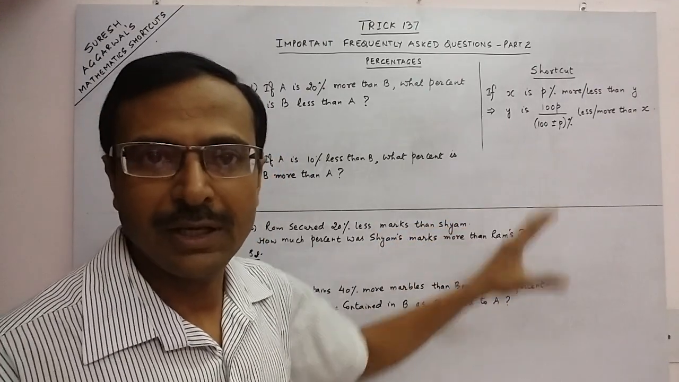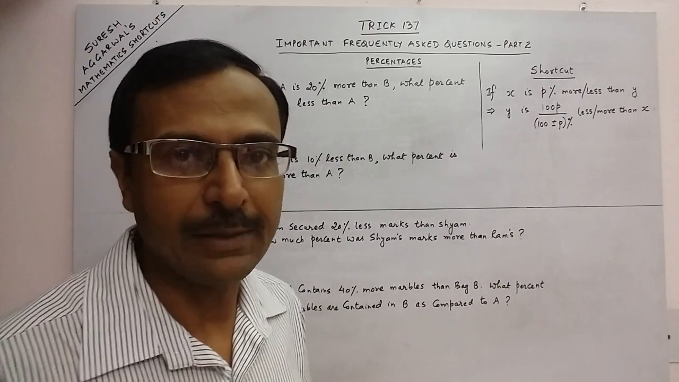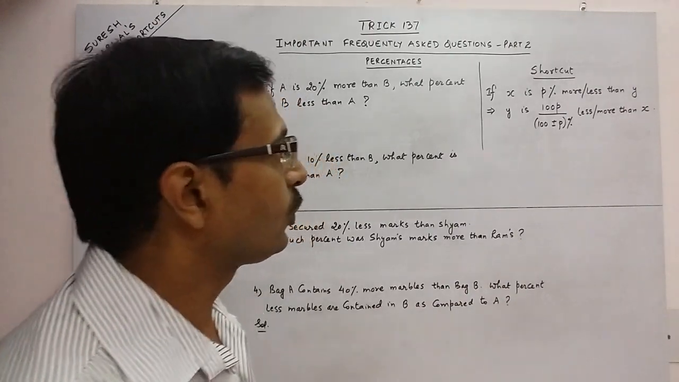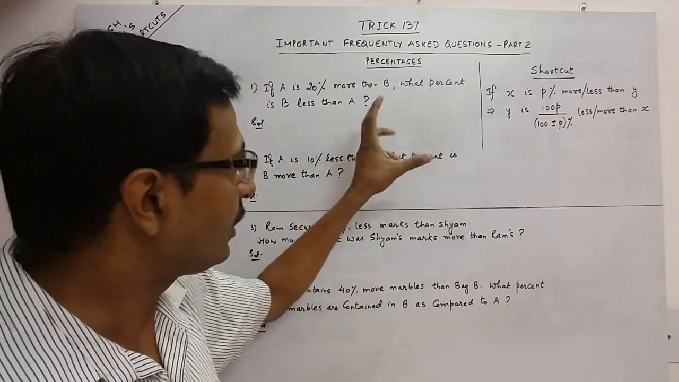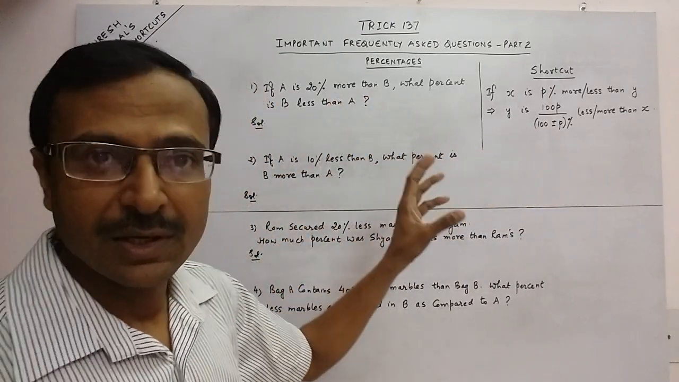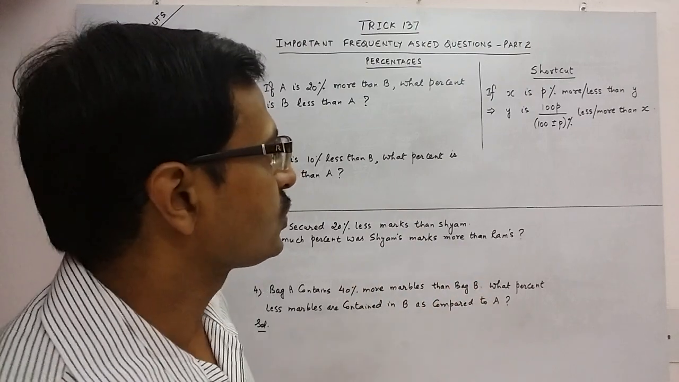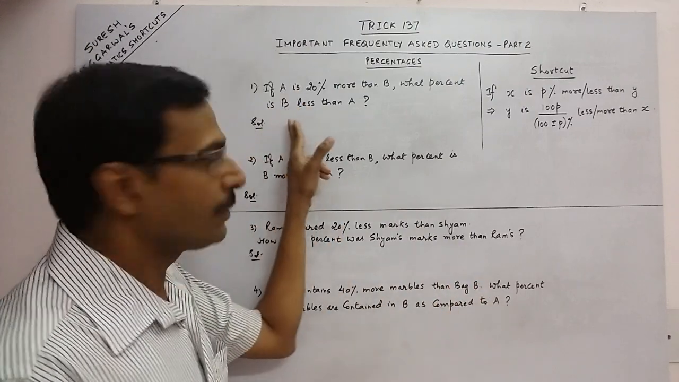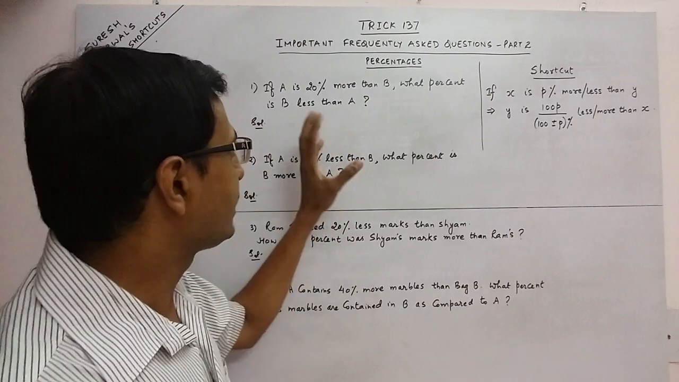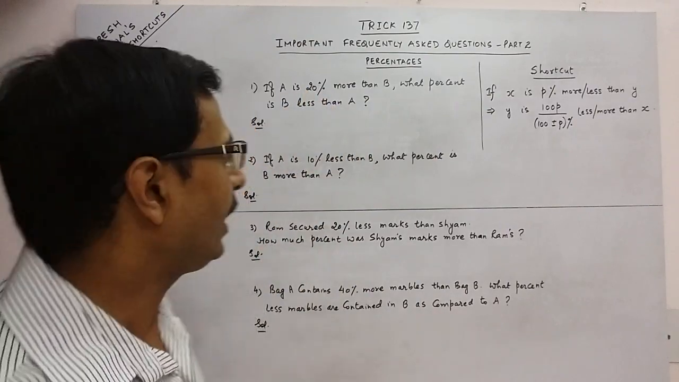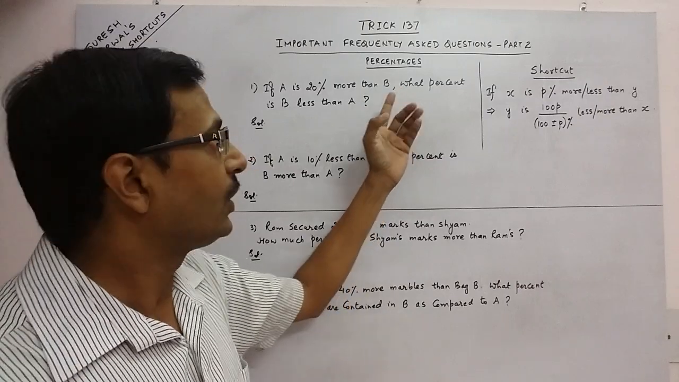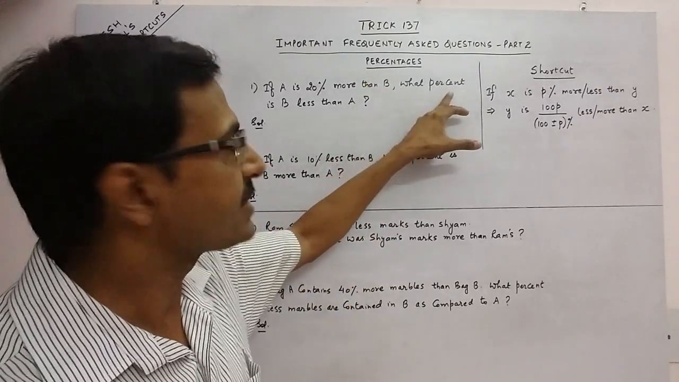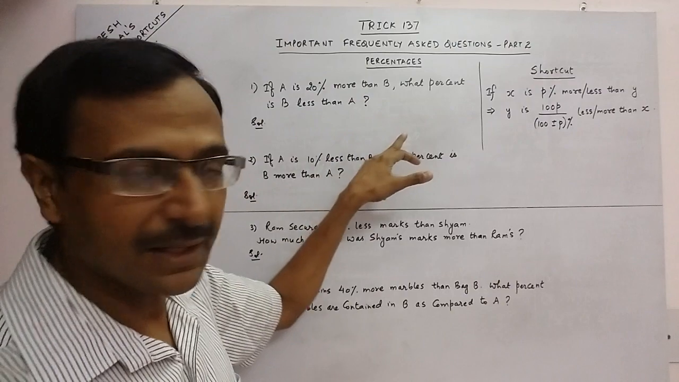Now this problem is based on a very simple shortcut, and it can be solved through this shortcut in a matter of 4 seconds only. If you do not know this shortcut, this will consume a lot of time because you need deep understanding of this concept of percentage. So the problem goes like this. Say there are two quantities A and B, and we are given that A is 20% more than B. Now we need to find what percentage is B less than A.